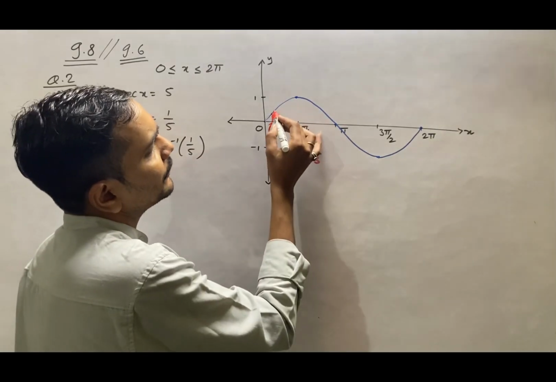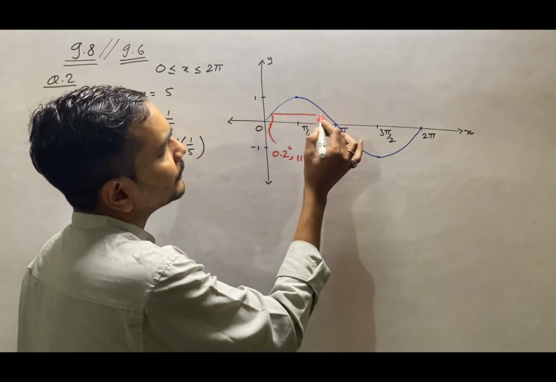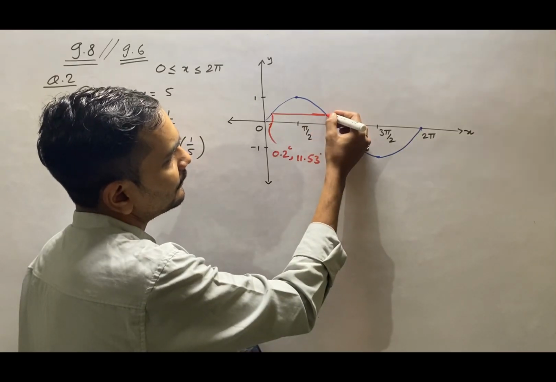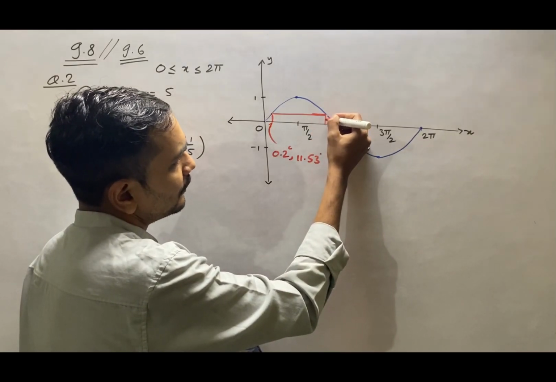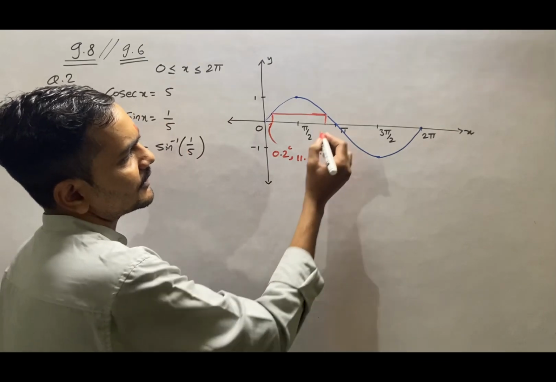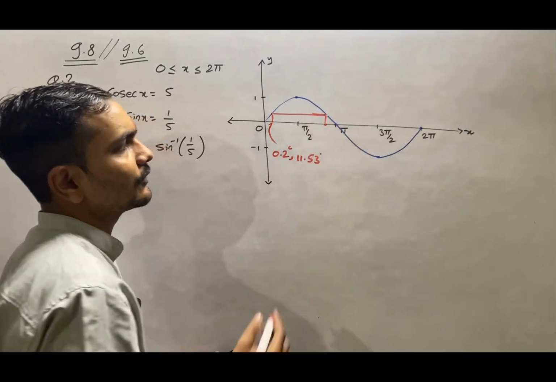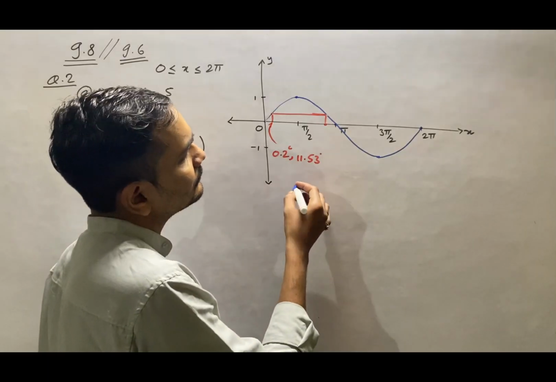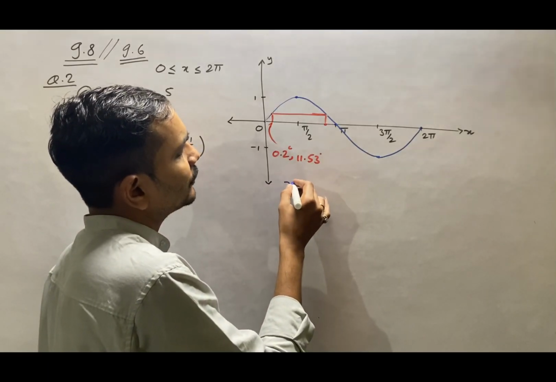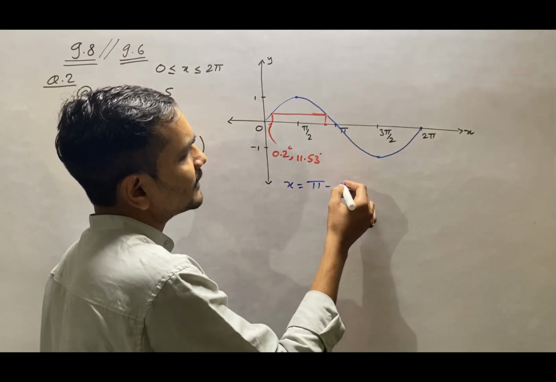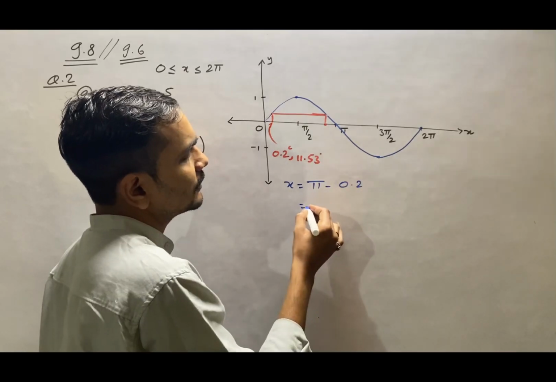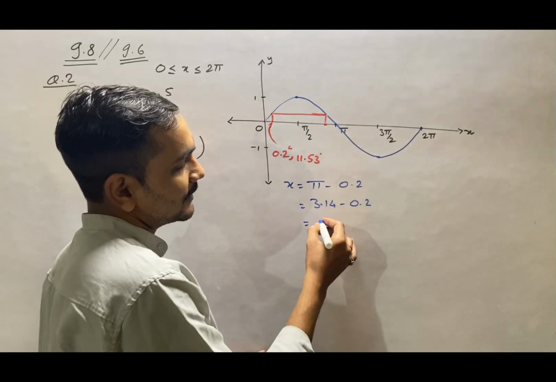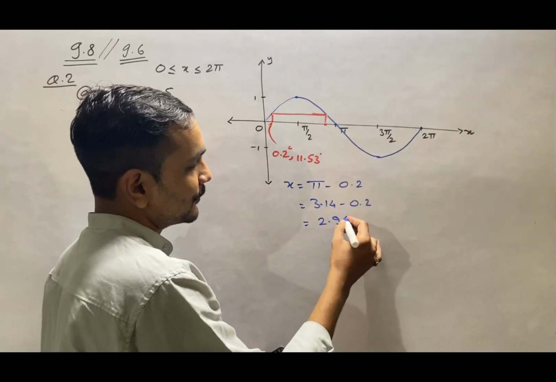So what we will do is draw a line parallel to the x-axis till it intersects the graph again, and draw a perpendicular on the x-axis. So here, for x equals pi minus 0.2, that is 3.14 minus 0.2, this is 2.94.